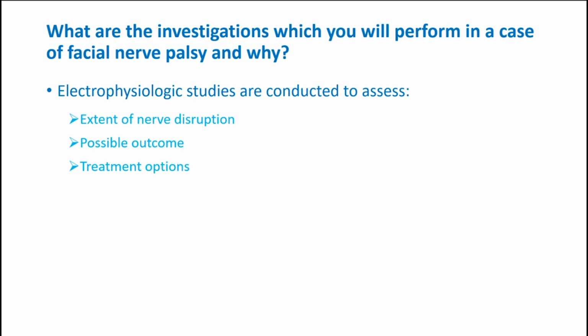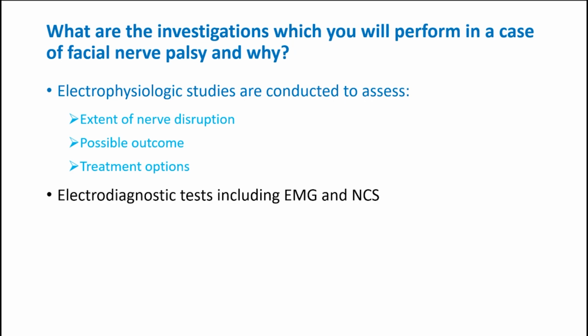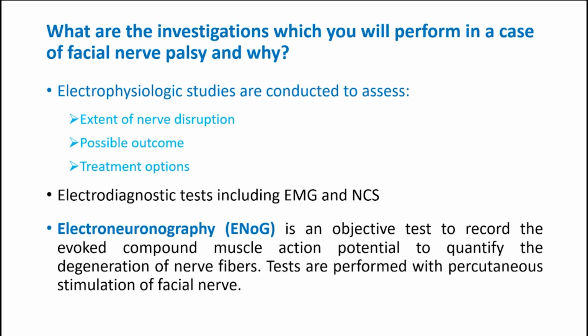The electrodiagnostic tests will include the routine EMG and the NCS. One specialized type of electrodiagnostic study is electroneuronography of the facial nerve. The difference between NCS and electroneuronography is that NCS basically evaluates the motor and sensory function, and electroneuronography strictly evaluates the motor axons. It records the evoked compound action potential and also quantifies the degeneration of the nerve fibers. So it will help you in determining the timing and the need of surgical intervention.